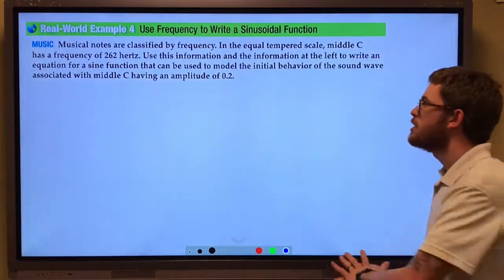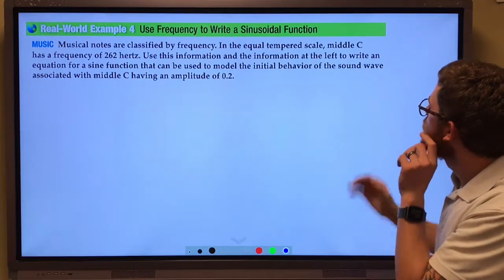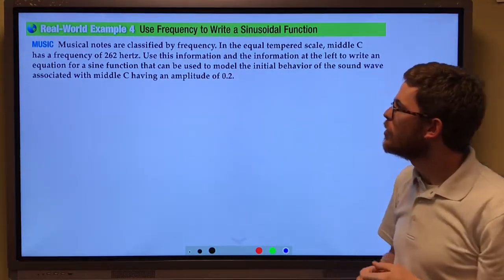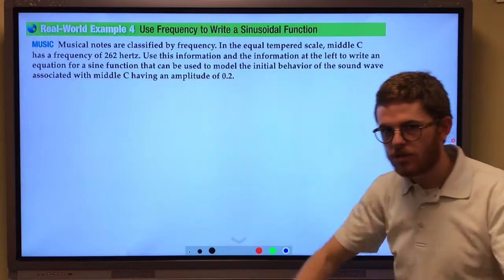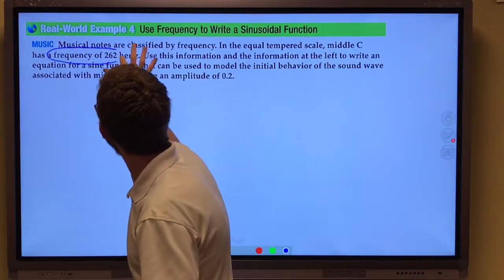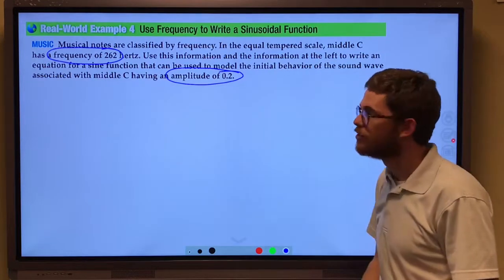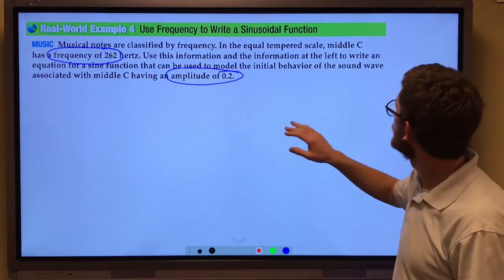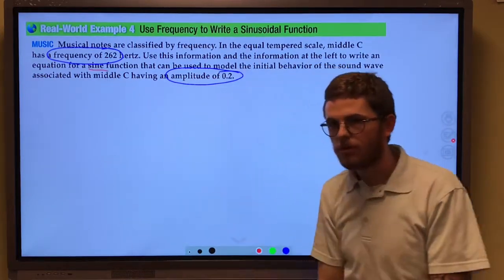here we have a situation where musical notes are classified by frequency, and middle C has a frequency of 262 hertz. Use this information. They say some information to the left, but that's just more information on music. All we need to know is the frequency is that many hertz, and the amplitude of our function is going to be 0.2. And knowing this, knowing that we want to write a sine function, we can handle this.